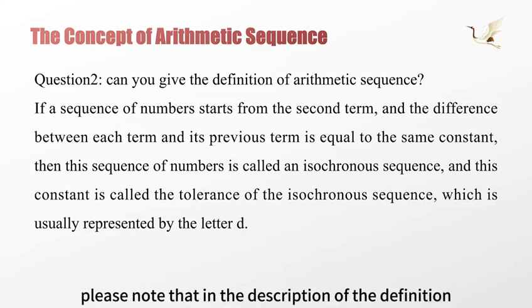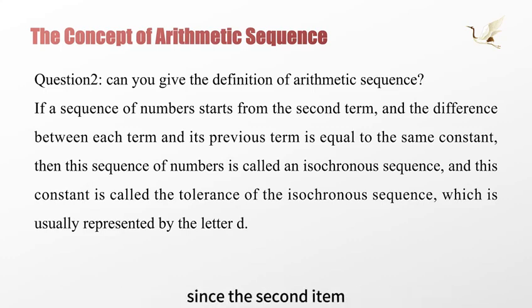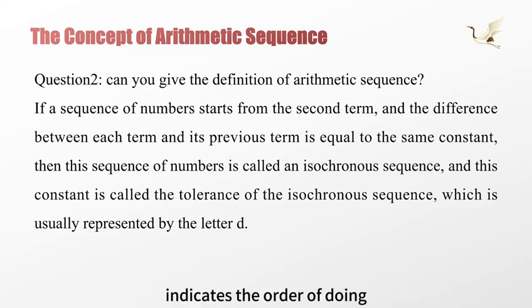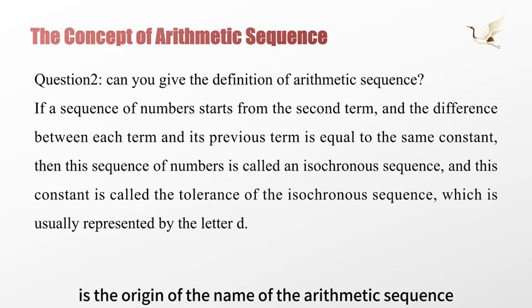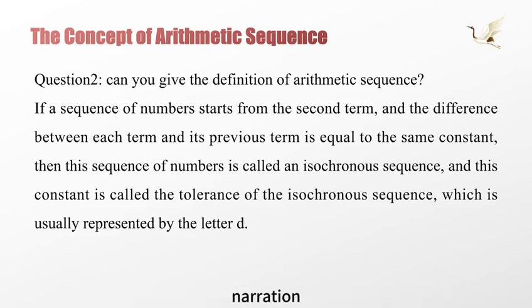Please note that in the description of the definition, the first item has no previous item, so we say from the second item. The difference between each term and the previous term indicates the order of doing the difference, and the same constant is the origin of the name of the arithmetic sequence. Please understand the preciseness of the definition.